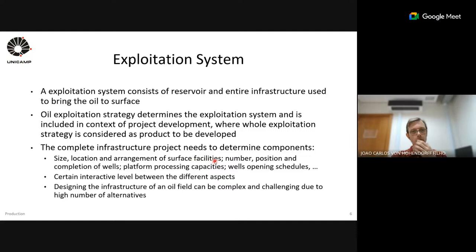For example, if I define the number of wells, I need to connect with the drilling engineering staff to define, okay, what kind of drilling ship I need, how much pipe I need, what is my schedule to drill these wells, and so on. And for the other components it is the same idea, okay? There is a certain iterative level between these different aspects.